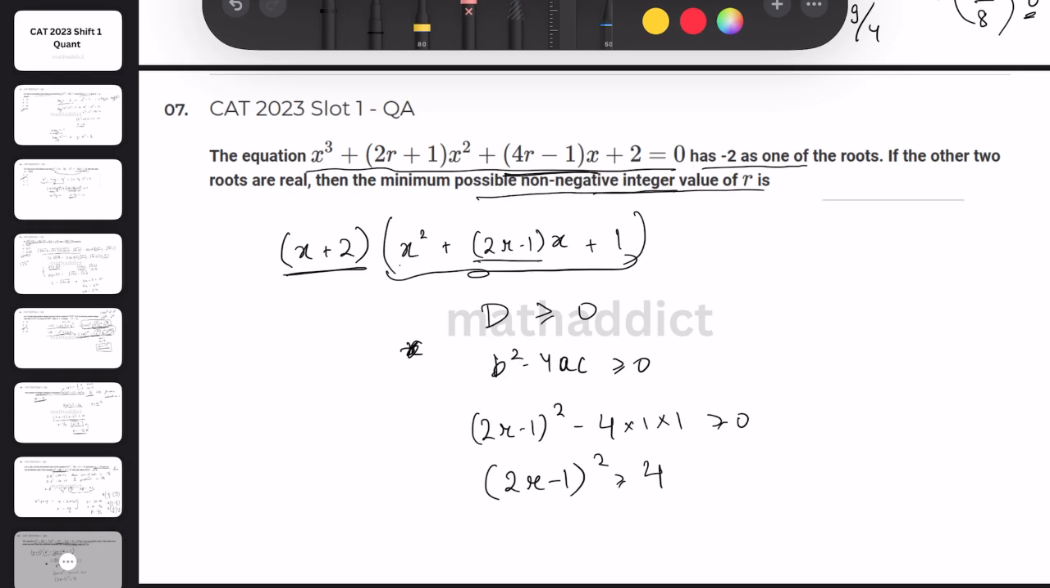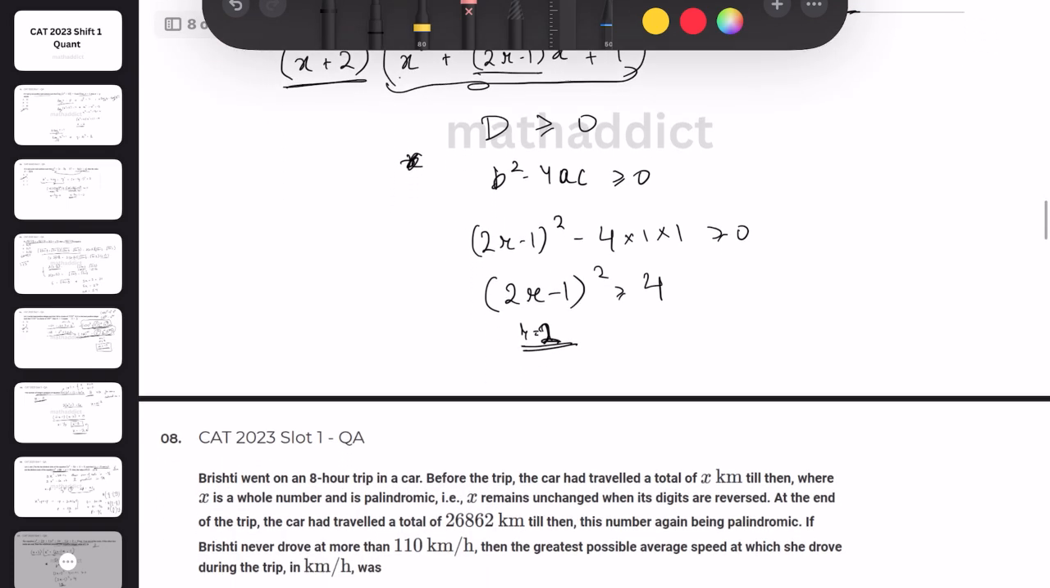Minimum possible non-negative integer: r equals 0 won't satisfy, r equals 1 won't satisfy, r equals 2 would satisfy. So the answer should be 2. Moving on.